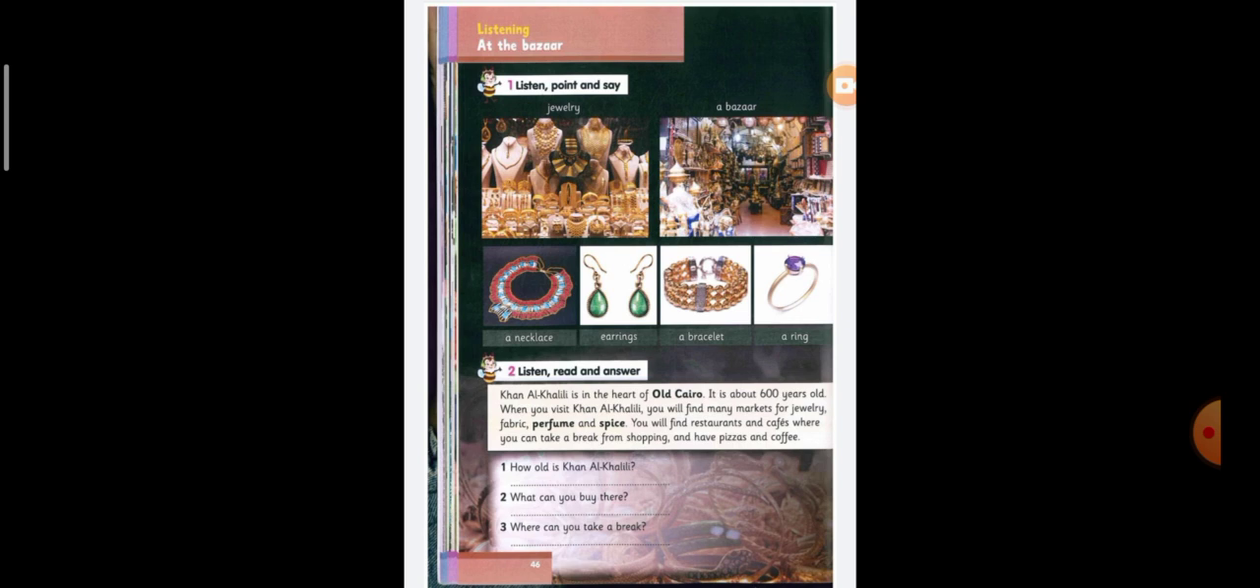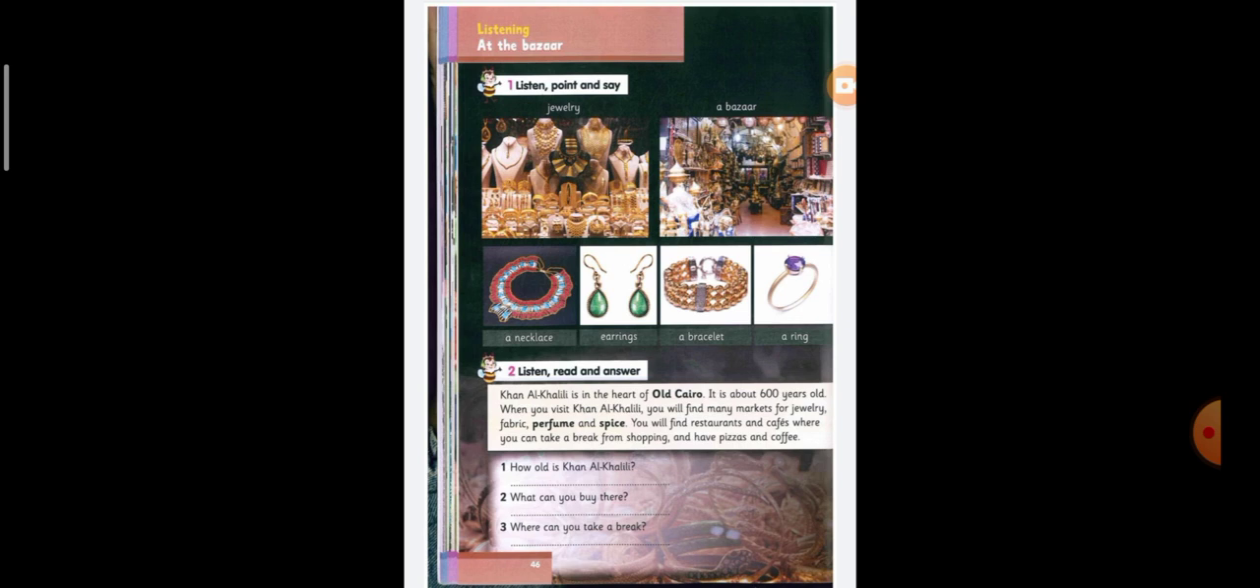Khan al-Khalili is in the heart of Old Cairo. Underline the words Old Cairo. It's about 600 years old. When you visit Khan al-Khalili, you will find many markets for jewelry. Underline the words markets for jewelry. Fabric, underline it. Perfume, underline it also. And spice. You will find restaurants and cafes where you can take a break from shopping and have pizzas and coffee.